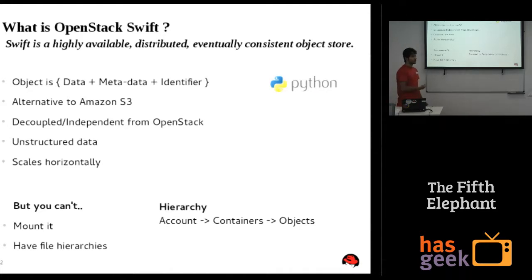And unlike other OpenStack components such as Nova, Cinder, Glance, and others, OpenStack Swift is fairly independent from the rest of the components. In other words, you can deploy OpenStack Swift as a standalone product without having anything to do with other OpenStack components. And it's suited to store unstructured data, for example images, video files, or even books or something like that. And it scales horizontally, which means if you need more storage, just add more nodes or add more devices.